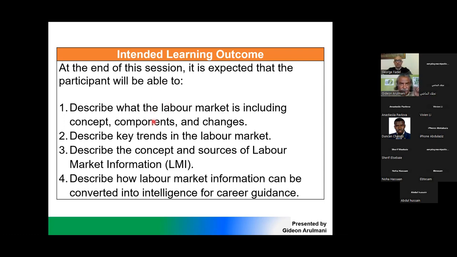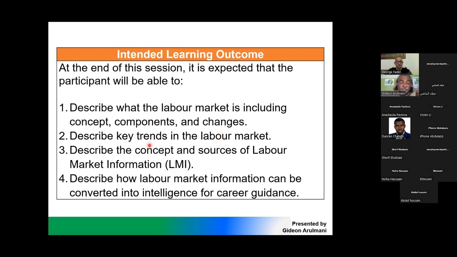I hope by the end of the session today, if you also do the assignments and read the notes, you will be able to describe what is the labor market. What is the concept of the labor market? What is it made up of? And how does the labor market change? That's one learning outcome, I hope, that you will attain.